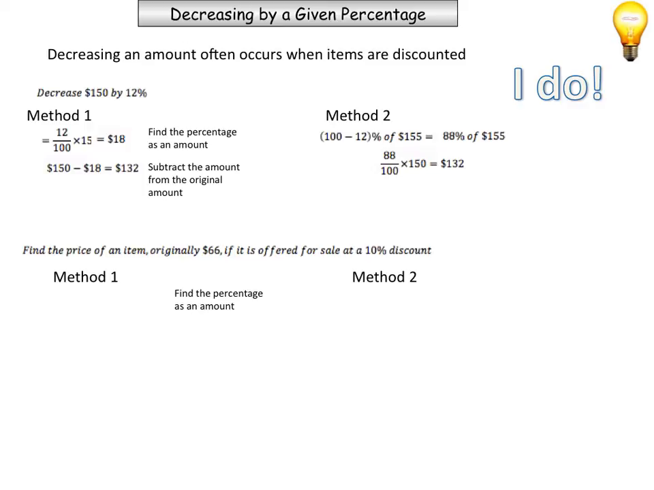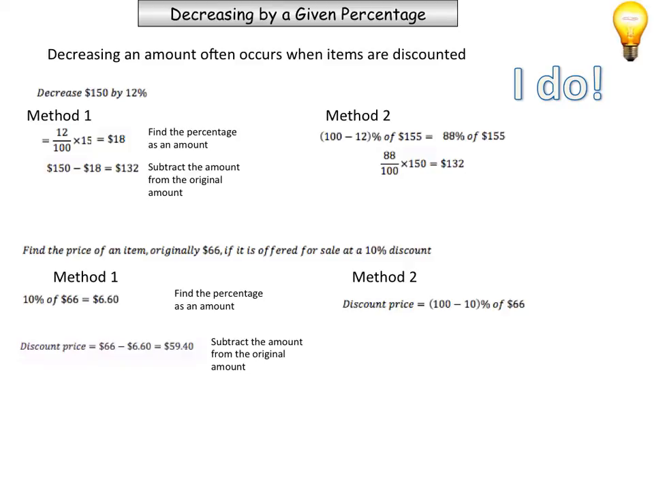So the first step that you should have tried would have been find the percentage as an amount. And that gives you $6.60. Remember that's the amount that's been discounted, so you need to subtract the amount from the original amount, and you get the discount of $6.60 from $66 is $59.40. So method 2, discount the price, so you do 10% and you're subtracting that from 100% because it's the original amount, 90%, and we're finding 90% of an amount, which gives us $59.40.